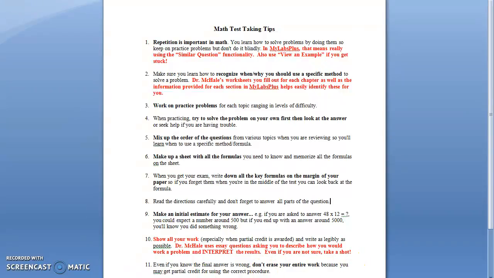You know now that Dr. McHale uses a lot of essay questions, so answer the question as completely as possible. Even if you don't know the answer, take a shot. Don't erase any of your work because you think it might be wrong. Again, just try and take a shot.